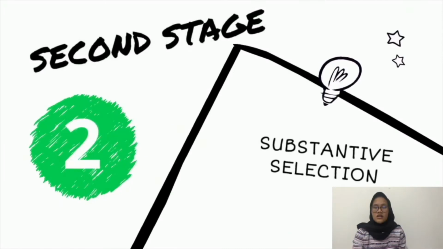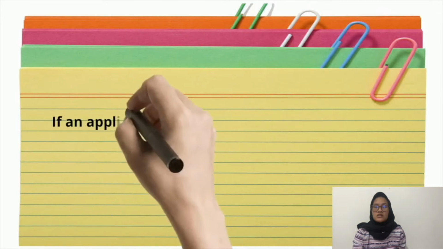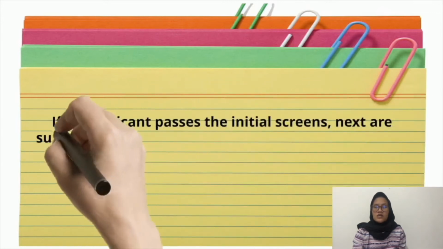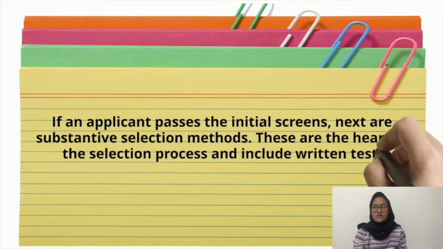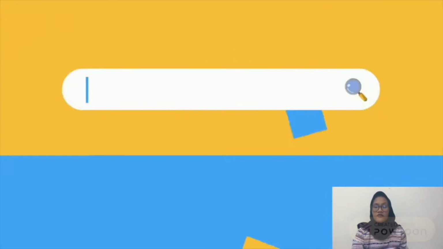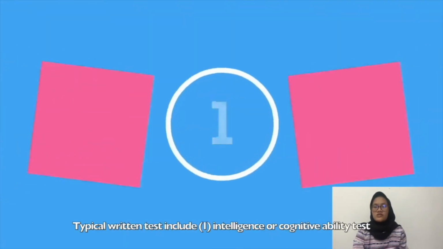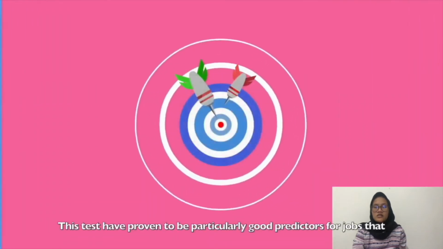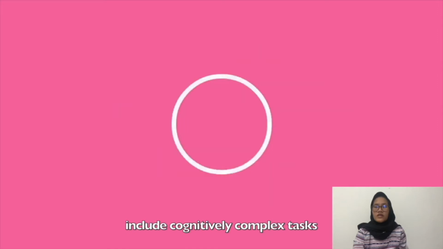And second stage is substantive selection. If an applicant passes the initial screens, next are substantive selection methods. These are the heart of the selection process and include written tests, performance tests, and interviews. The first is written tests. Typical written tests include, the first, intelligence or cognitive ability tests. These tests have proven to be particularly good predictors for jobs that include cognitively complex tasks.